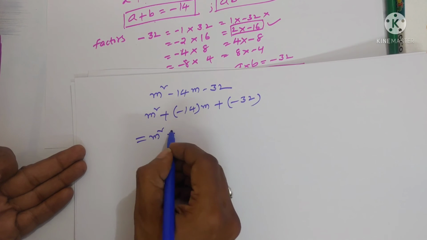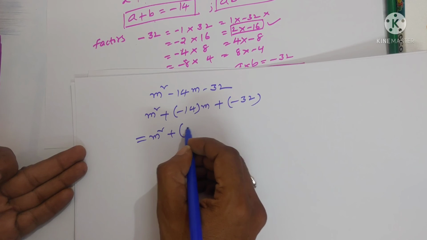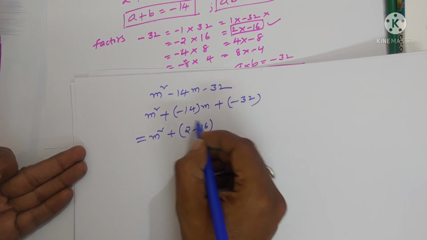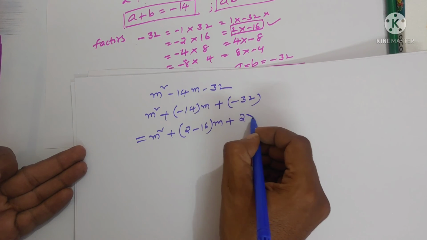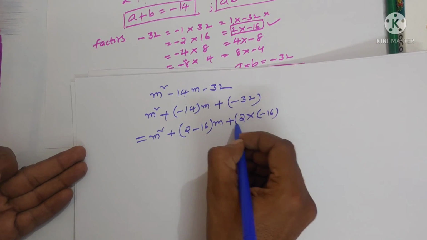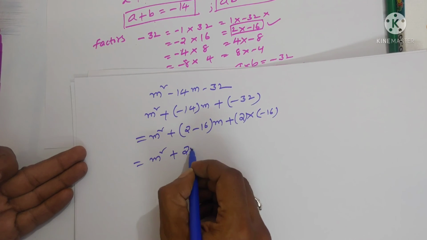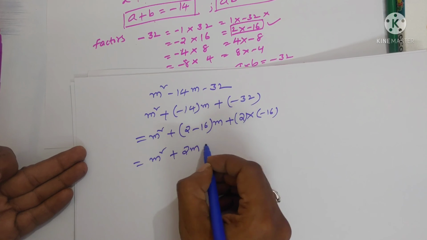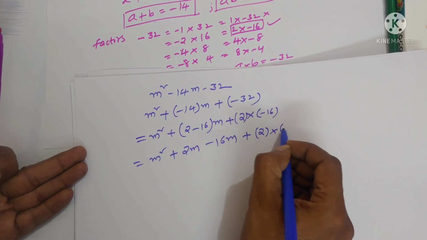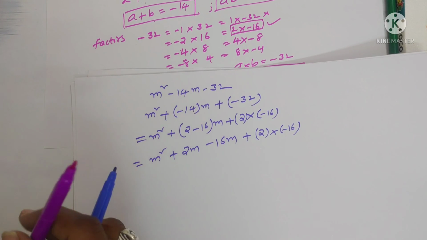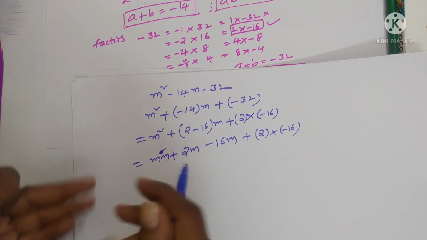So now m square plus minus 14 can be written as 2 minus 16, or minus 16 plus 2, whatever it is. Here again that minus 32 can be written as 2 into minus 16. Okay children, now m square, then 2m minus 16m plus 2 into minus 16. Now grouping. So m square, for our understanding purpose, write it as m into m.